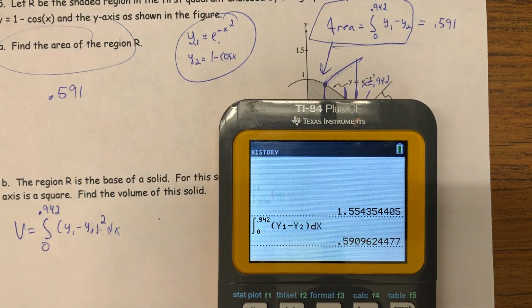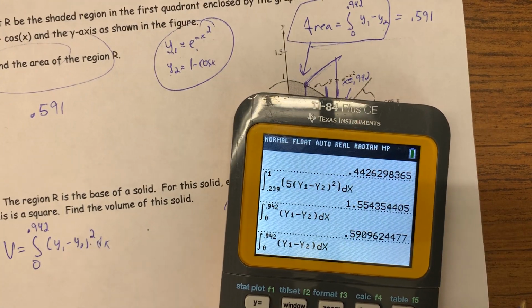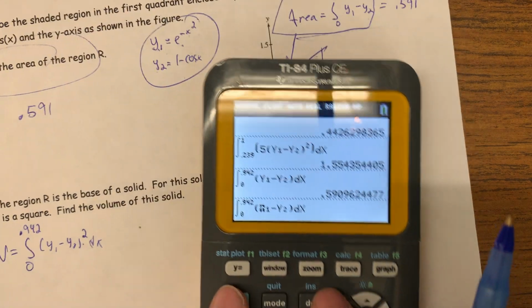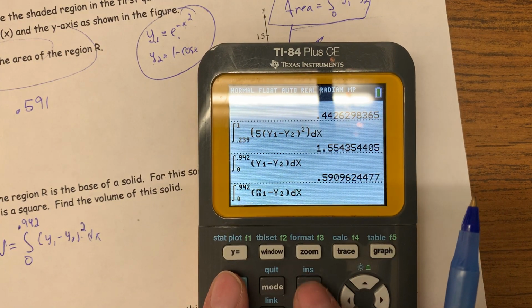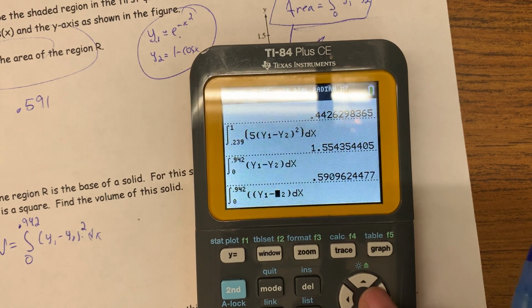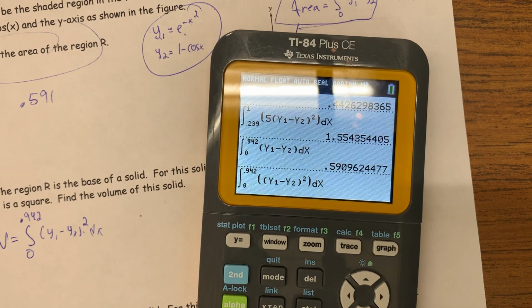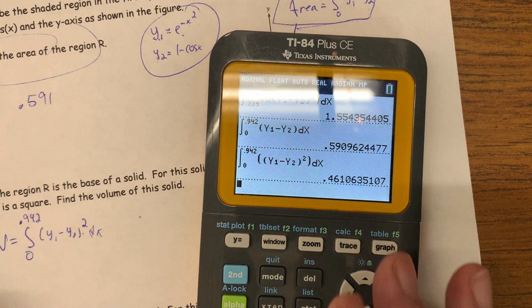You have to have explicitly written out what y1 and y2 are, and I highly recommend doing it. So I'm just going to go back up to this top one, and insert a parenthesis. To insert something, you press second and then the INS button on the calculator. INS says insert. It's blue, so you press second first. Insert a parenthesis, and then I'm going to go to the end and put a parenthesis and square it. There we go, 0.461.